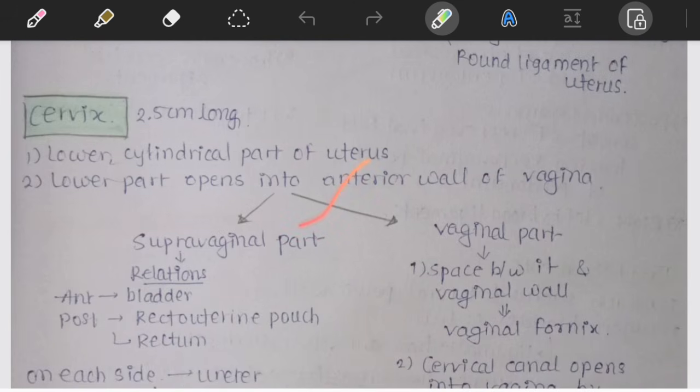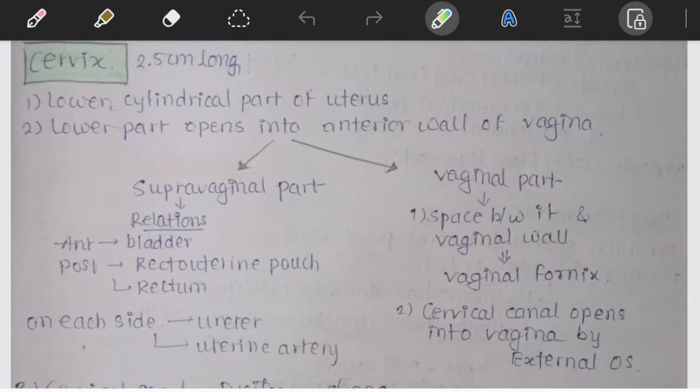Cervix is the lower cylindrical part of the uterus, approximately 2.5 centimeter long. Unlike the body, cervix has a very important relationship with vagina. The lower part of the cervix projects into the vagina, and this creates the two parts, the supravaginal and vaginal part. Supravaginal part lies above the vaginal attachment, and vaginal part projects into the vagina. Like this is cervix and this is vagina, so this is vaginal part and this is the supravaginal part.